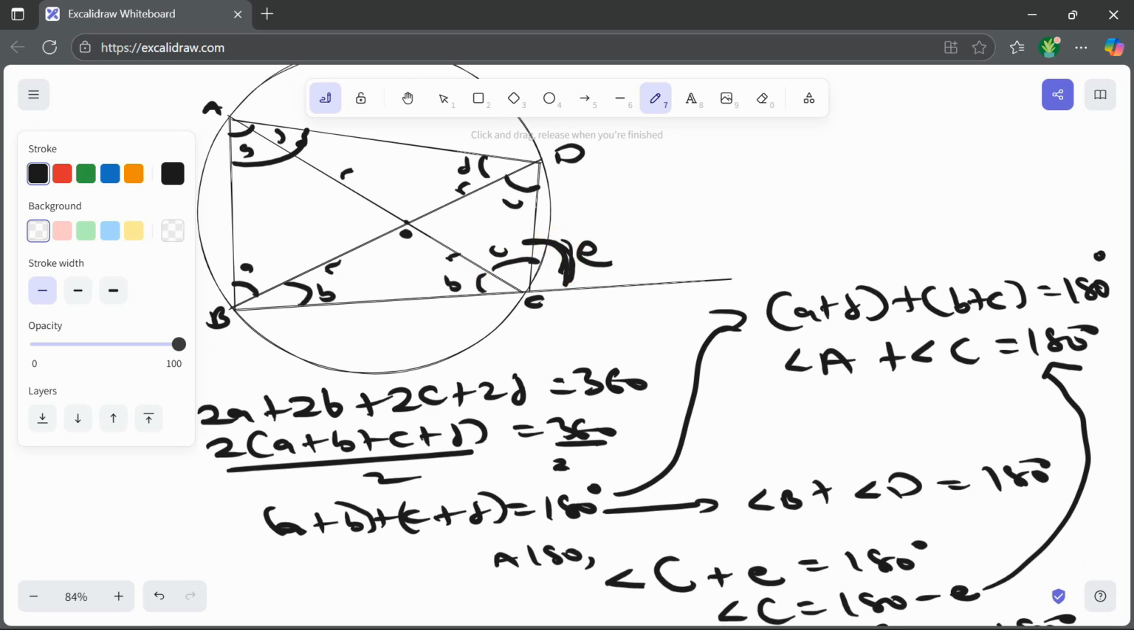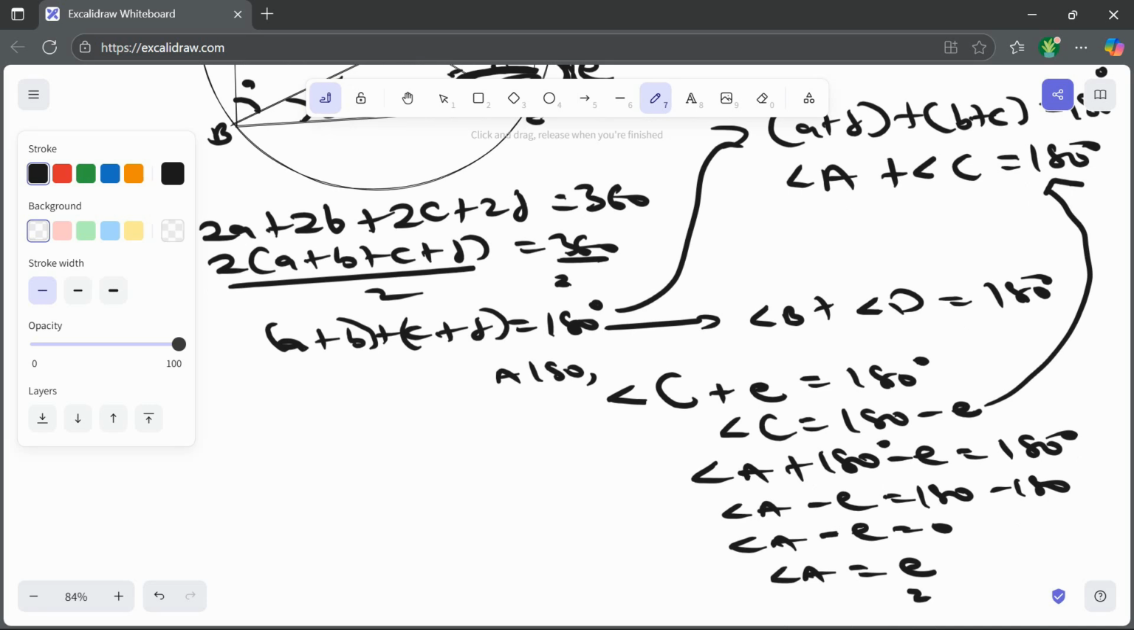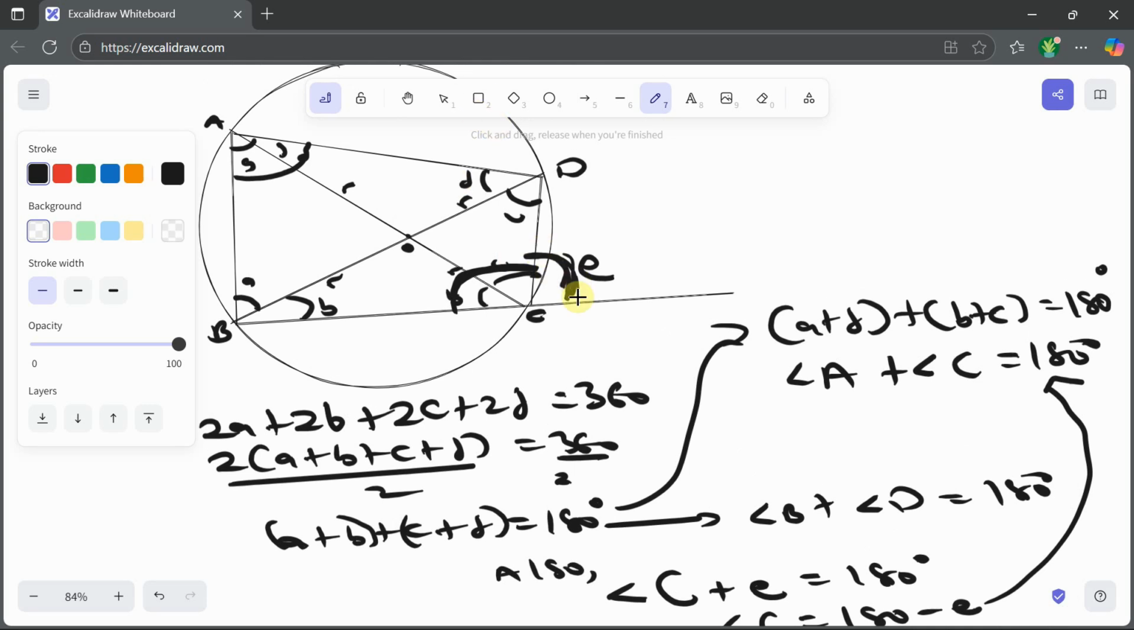I just did a small proof that if the angle at C, which is this guy here, plus the angle at E would give you 180 degrees, because angle in a straight line is equal to 180 degrees. And I make the angle at C the subject of the formula from it, and I substitute into this place here, and I make A the subject after substituting. You see that the angle at A is equal to E, meaning that this external angle here is equal to this guy here. So that's one thing that you need to know.